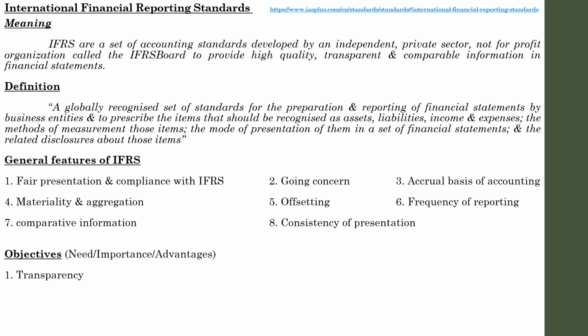IFRS standards bring transparency by enhancing international comparability and quality of presenting the financial information, so that it enables investors and other market participants to make informed economic decisions. That is the main importance of IFRS, because it maintains uniformity. When uniformity is there, it helps in comparison, and when they follow a similar pattern of presentation, it will be helpful for investors and other users to understand the statement. So ultimately IFRS ensures transparency in financial statements.